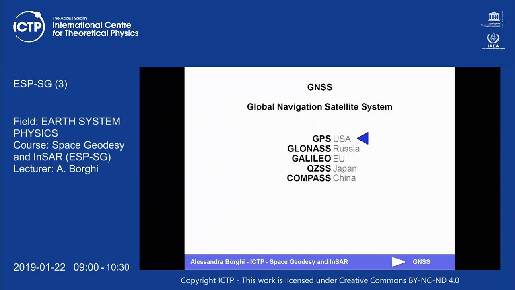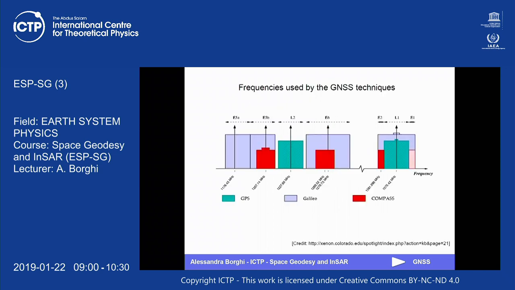For this course we see just the GPS. Between one system and another there are some differences related to the signal that we are going to use. More or less, all the techniques use the same band of frequency. In green, the GPS, in violet, the Galileo, and in red, the Compass. More or less they are in the same band of the electromagnetic spectrum, because we are going to see why we use signals with this type of frequency. But there can be differences between one technique and another.